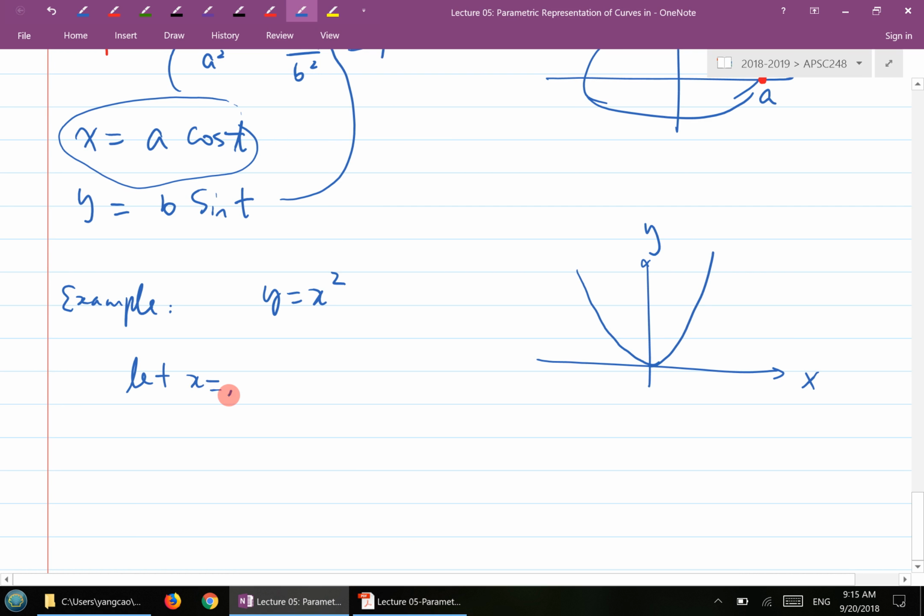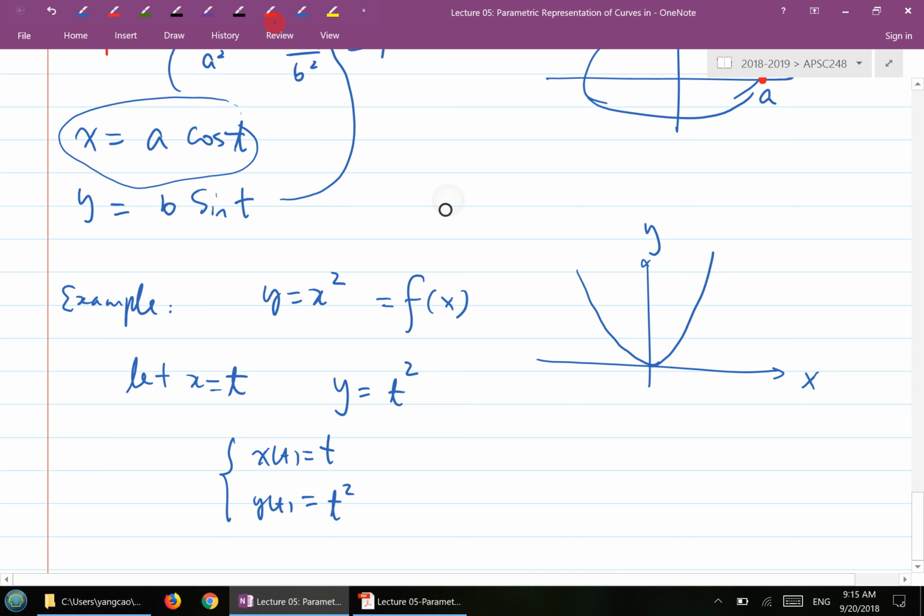You let x equal to t, because you're looking for x of t, y of t, and both of them are functions of t. And y here is a function of x. So I'll let x equal to t, and then y simply becomes t squared. So you basically get a set of equations. That makes sense? That's your parametric equation here.